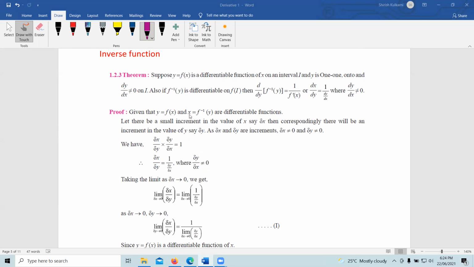y is equal to the f of x and x is equal to the f inverse of y are the differentiable function. ये एज इट इज है. तो इसमें हमें क्या क्या अप्लाई करना पड़ेगा? डेल x डेल y. तो वो जो डेल x एंड डेल y वो लिखना है. वो कैसे लिखना है? देखो, del x is a small increment in x and del y is a small increment in y. Small increment in x वो जो हम है वो del x लेंगे, and corresponding increment in value of y say f of y. तो del x and del y be the increment. The condition is del x is not equal to 0 and del y is not equal to 0.